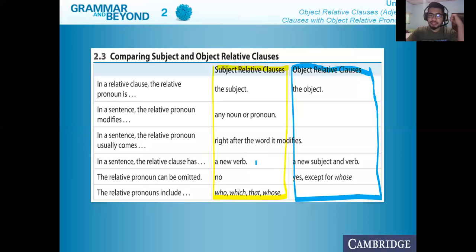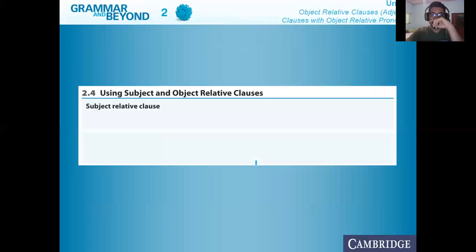The relative pronouns include, in the case of subject relative clauses, who, which, that, and whose. And in the other case, we have who, whom, which, that, and whose. We have an extra one, that is whom. So in this case, using subject relative clauses, the doctor who treated her had a cold. You see, we're talking about a doctor over here. And here, as you see, we have the subject relative clause that is introducing some characteristic about the doctor.